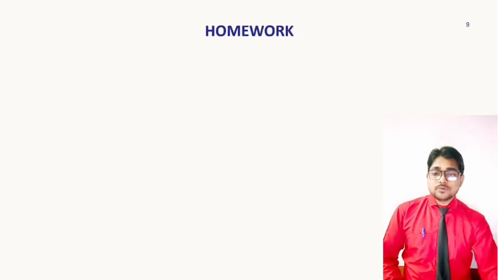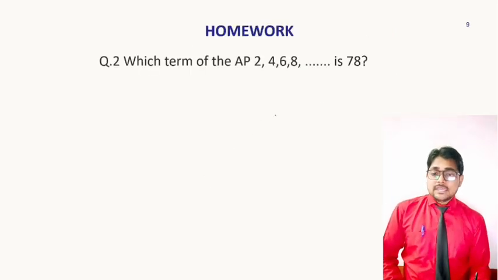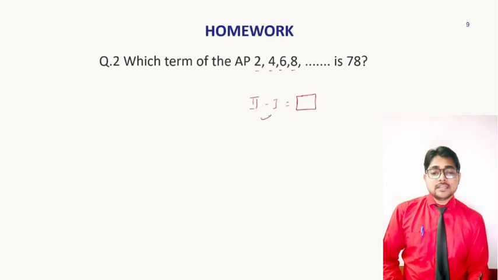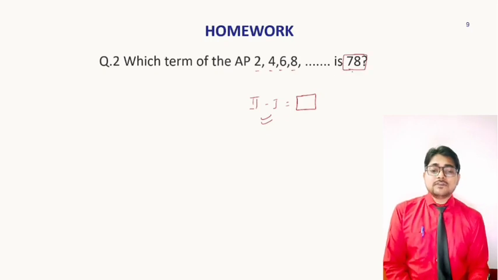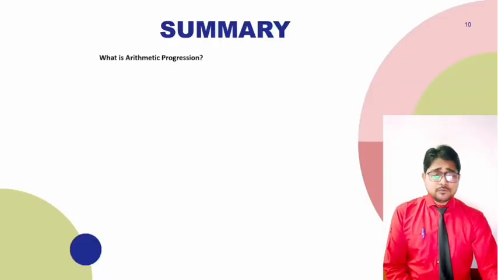Now I am giving you one more question. This is your homework: the AP is 2, 4, 6, 8. First of all, find whether this is an AP or not. You know this: simply second term minus first term. If you get the same result, then you answer that it is an AP. And then there is 78, and you have to find at which position this 78 lies in this AP. Is it clear?